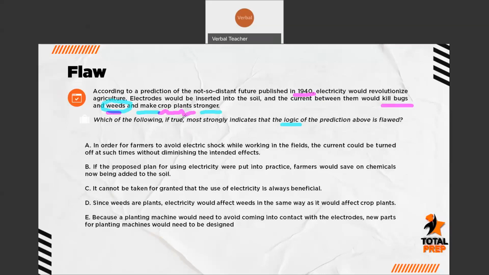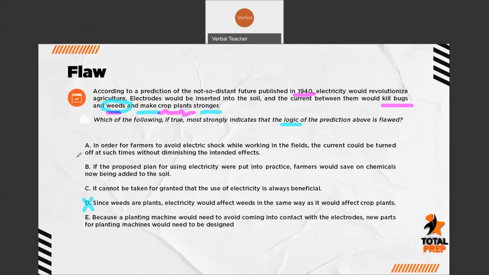And that's the problem because the crop plants are in the same category, they are things that are alive. So the correct answer here is the alternative: since weeds are plants, electricity would affect weeds in the same way it would affect croplands. So in the end, you would end up with nothing because you would kill everything. All the other alternatives don't really tackle this.